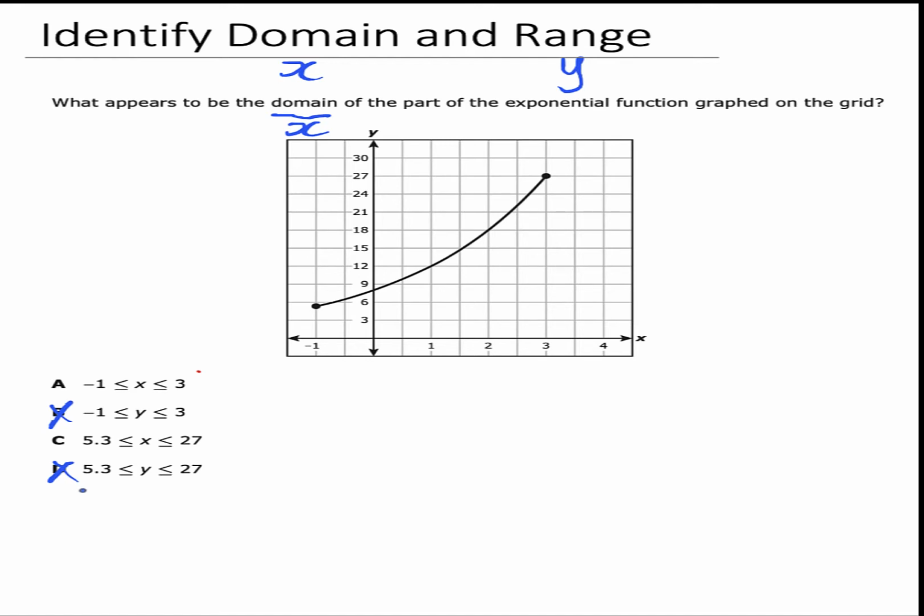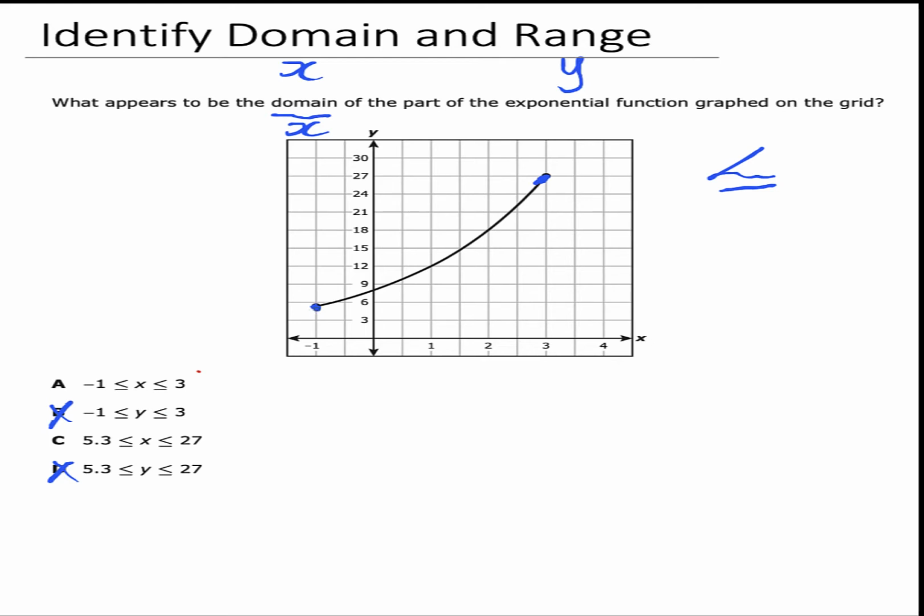Now remember, domain deals with the part of your graph that represents your x values. Here I notice that my graph, which is a line, has two endpoints. Notice here that both of the endpoints are closed circles. And we all know if it has a closed circle, your inequality is going to have a line under. Now when you look at A and C, they both have the line under. Because it's the domain, we're going to be looking at those x values.